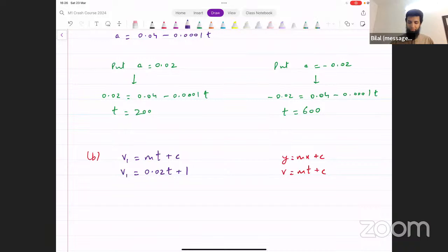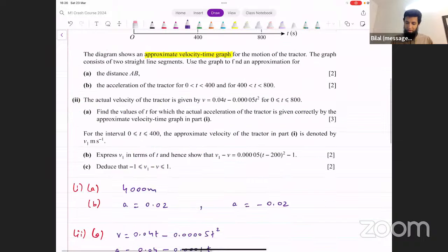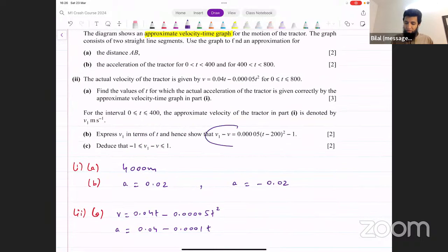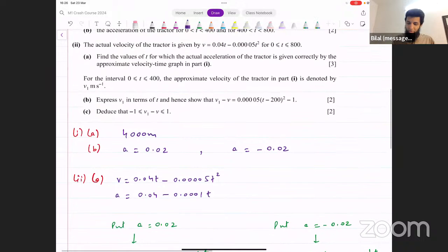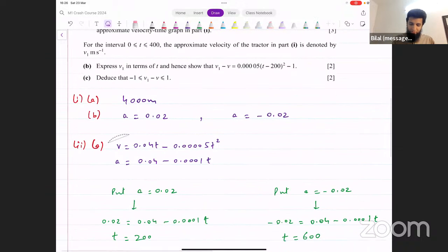Okay. Now they're asking to show v1 minus v equals this. Now you have v already. What's v? v is 0.04t. Let me just copy this from here. This is v.